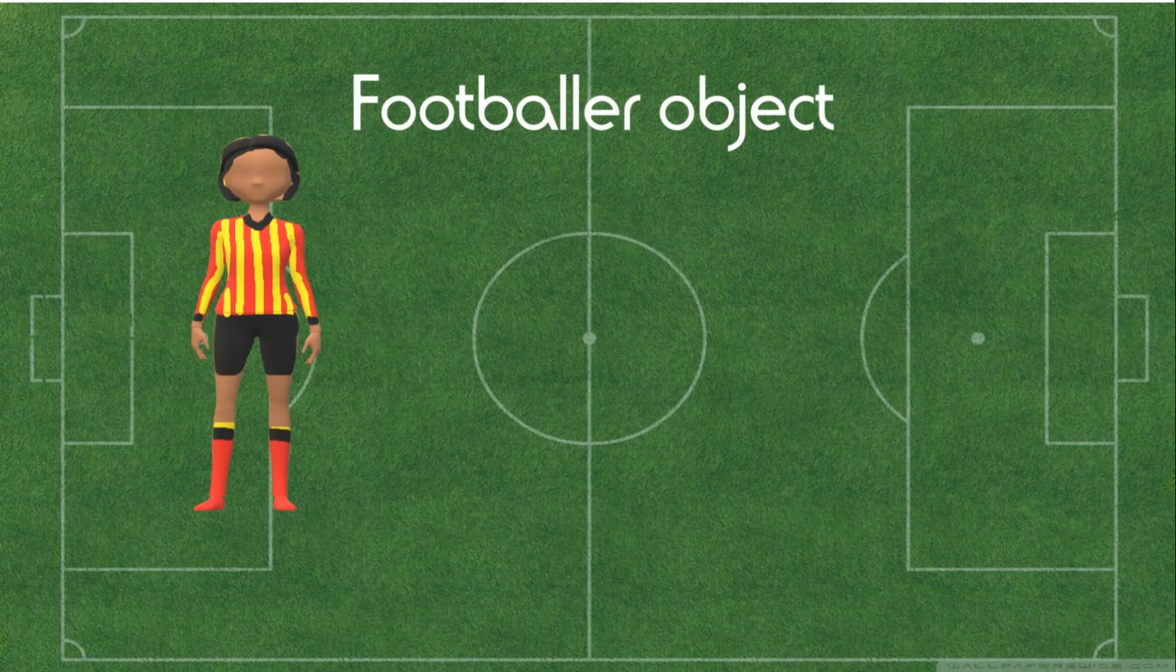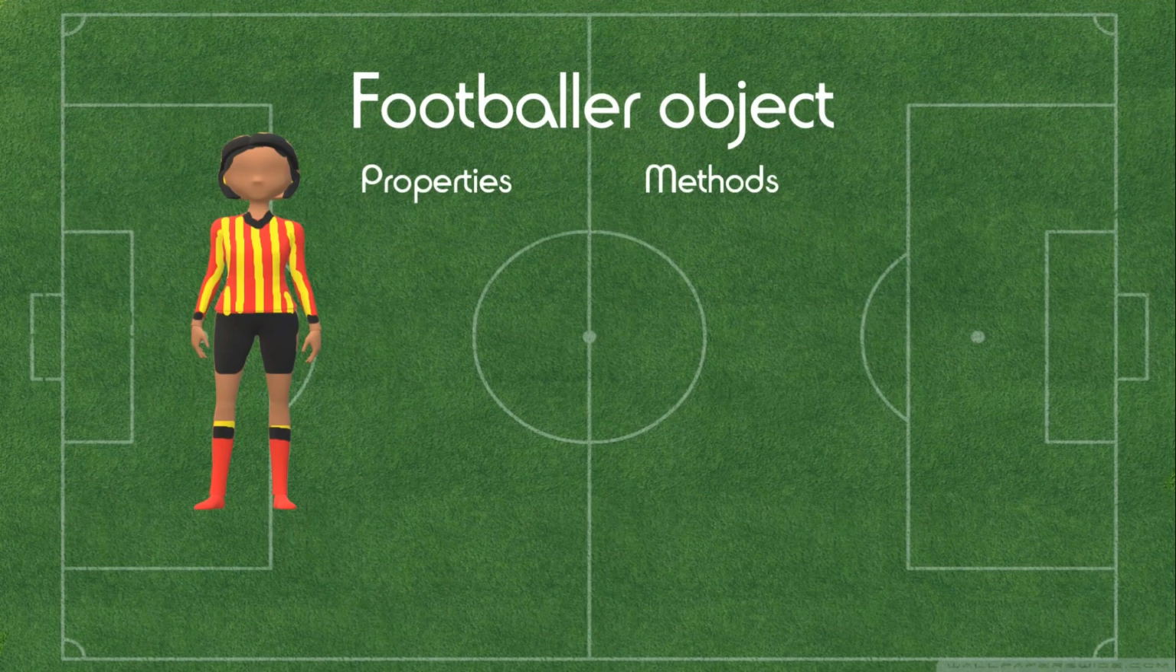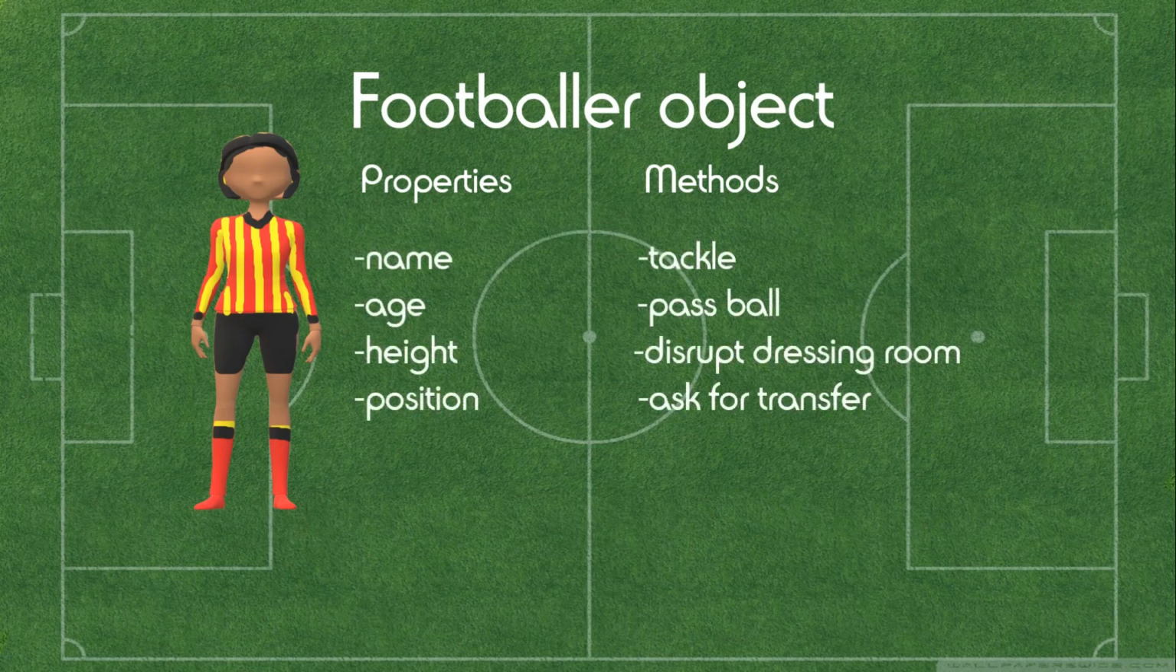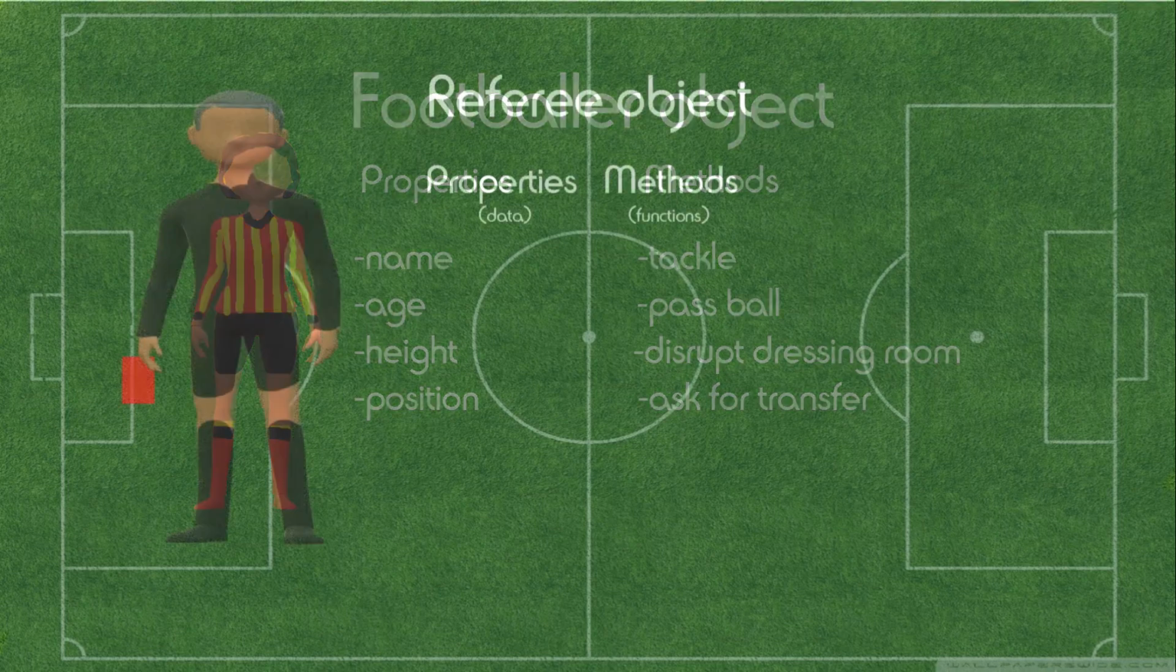Let's briefly look at a footballer object. Remember we talked about an object possessing data and code called properties and methods? Well, the properties a footballer object may have is data like name, age, position. And a footballer object may have code functions like tackle, pass.